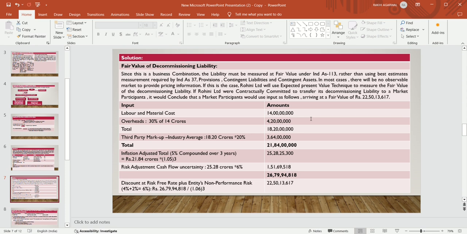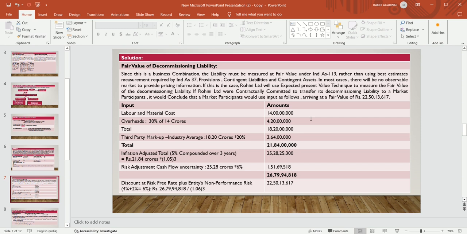Since this is a business combination, the liability must be measured at fair value under Ind AS 113, rather than using the best estimate measurement required by Ind AS 37, that is provisions, contingent liability and contingent asset. So this is a business combination. The liability must be measured at fair value under Ind AS 113, rather than the best estimate measurement required by Ind AS 37.